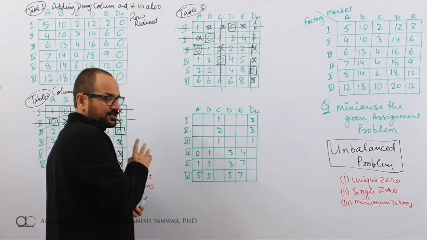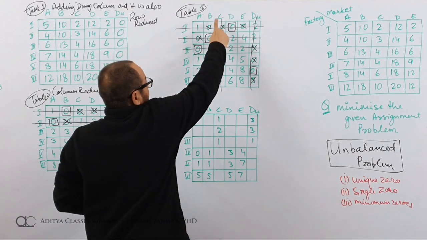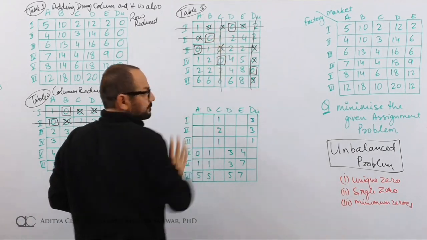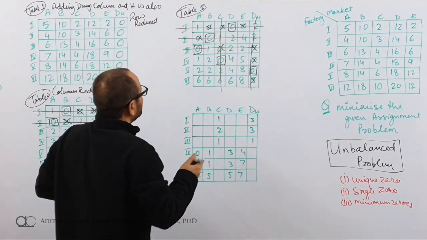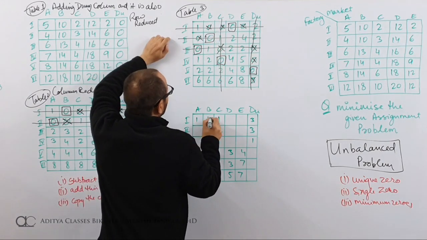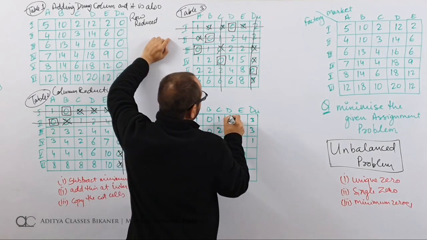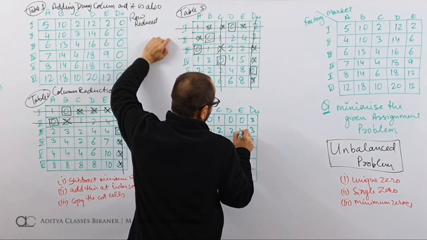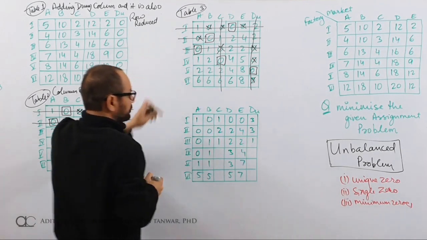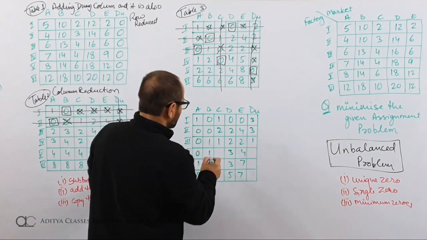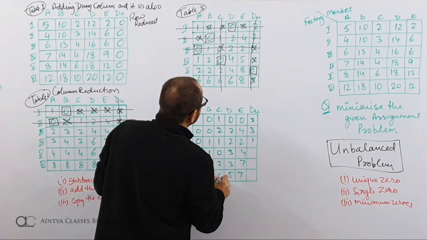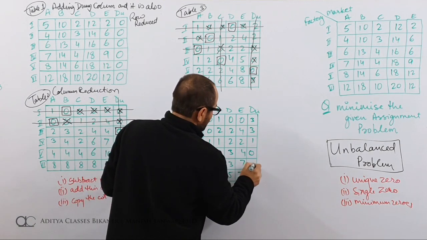Uncut cells, subtraction, intersections, additions and copy the remaining ones. What do we have? 1, 0, 0, 0, 0, 1. Here we have a 0, 0, 2, 4, 2, 2. Okay, here also we have some cells 0, 2, 6, 0, 0 and 0.